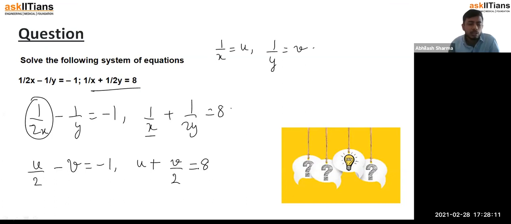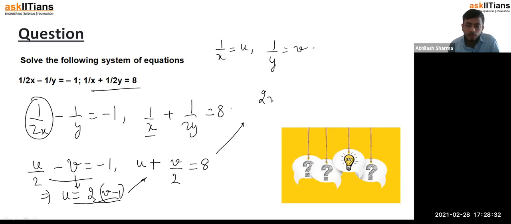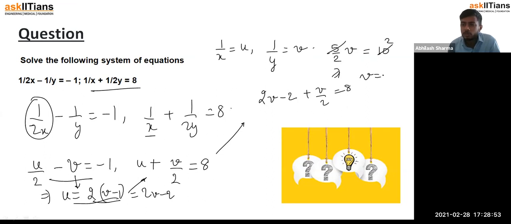Now this is very easy to solve, correct? We can simply solve it. From here I write, let's say, u is equal to twice of v minus 1. Now substitute this value of u in this equation. So what are we getting? We are getting 2v minus 2 plus v by 2 is equal to 8. Correct? So what are we getting then? 8 plus 2 will be 10, and 2v plus v by 2 will be 5 by 2 times v, because 2 plus half is 5 by 2. Cancel, v is equal to 2 2s are 4.